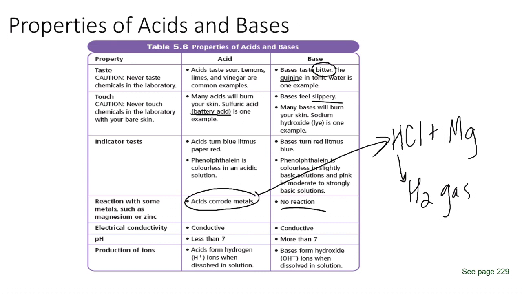There are a few questions in your notes to determine if different substances are acids or bases. Take a few minutes to work through that. And then this is basically it for the section on acids, bases, and pH.